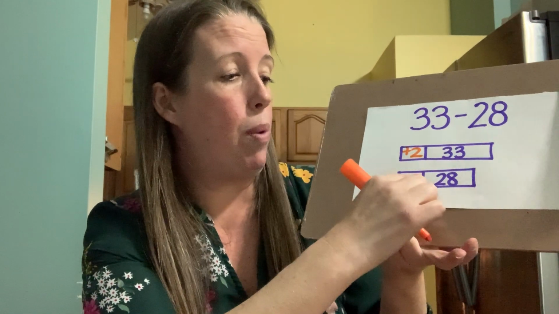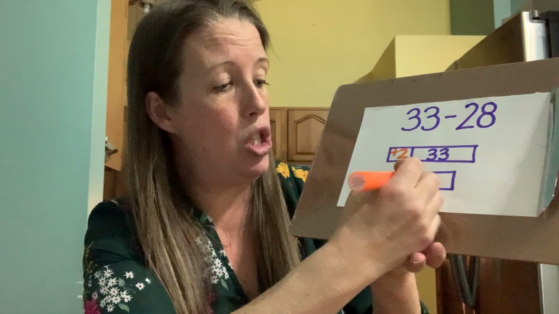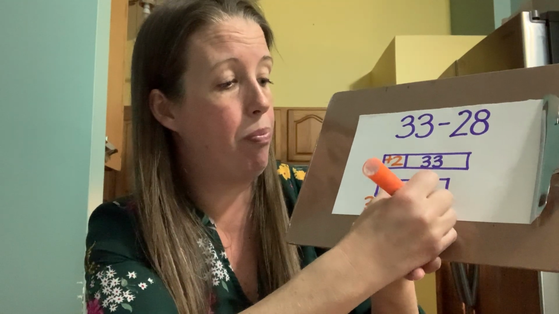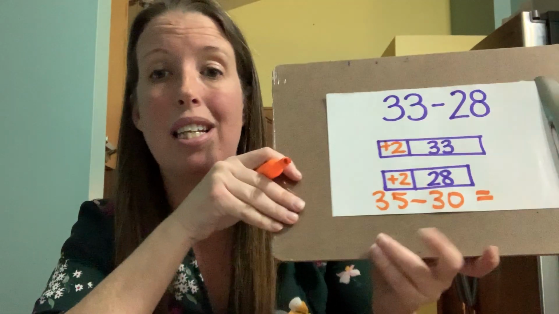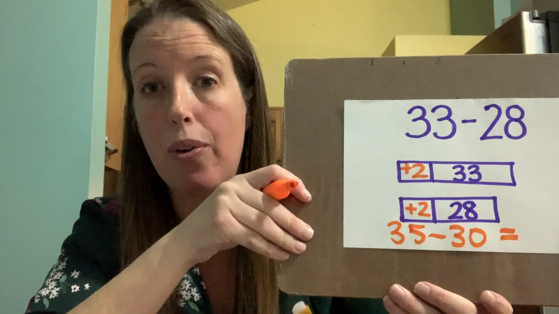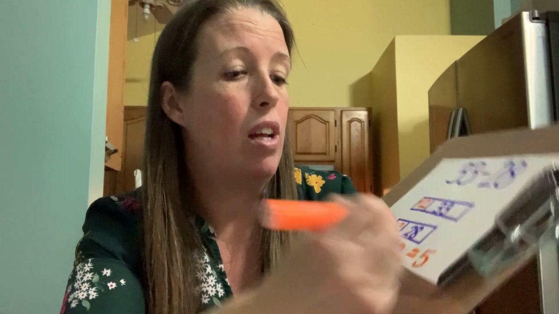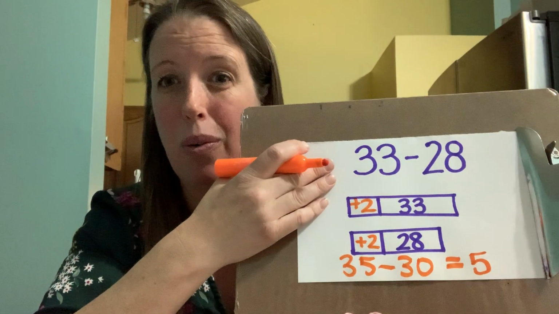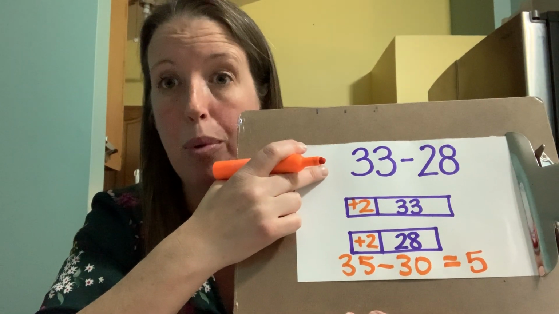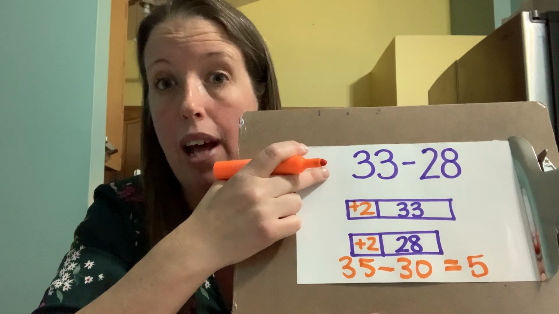And I'm gonna take away 28 plus 2, which would be 30. And now I have a nice friendly equation to work with. 35 minus 30 equals 5. Okay, and I told you that this is a question that you could have really just counted up quickly to get your answer. So let's check that way.